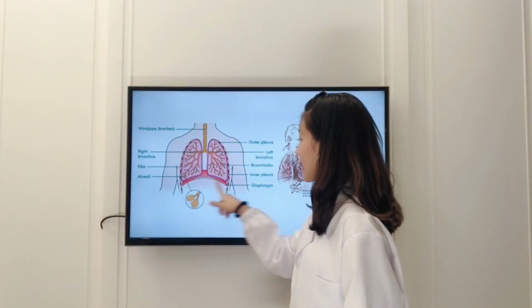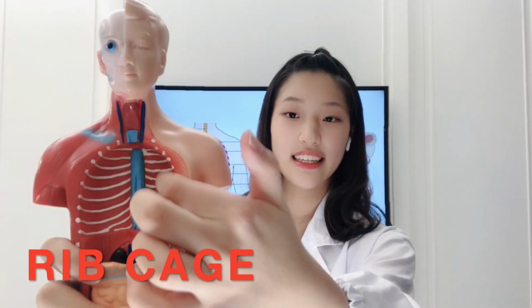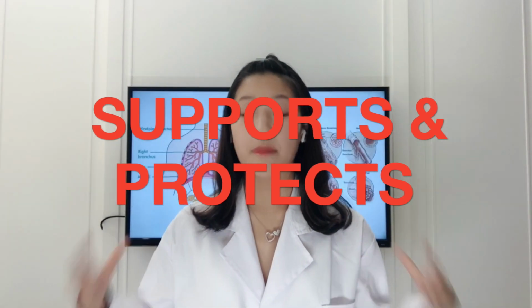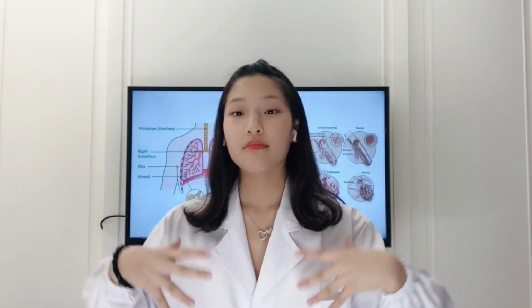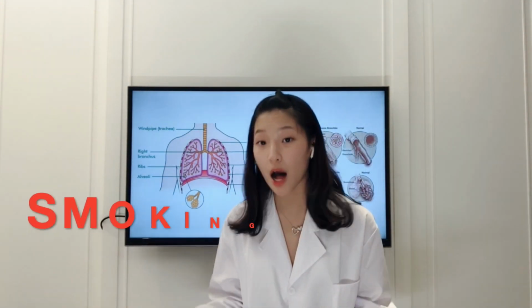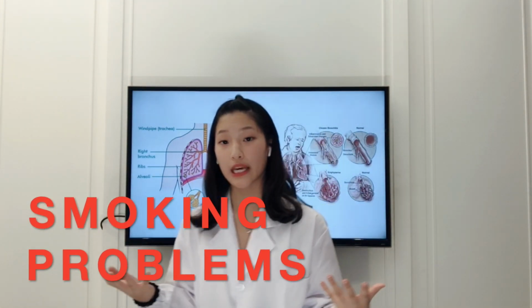On the outer parts, that is the rib cage, which is here, the white thing. It's basically the bone that supports the lungs. It protects it from outer parts of the body. So let's now talk about the problems that are caused by smoking.